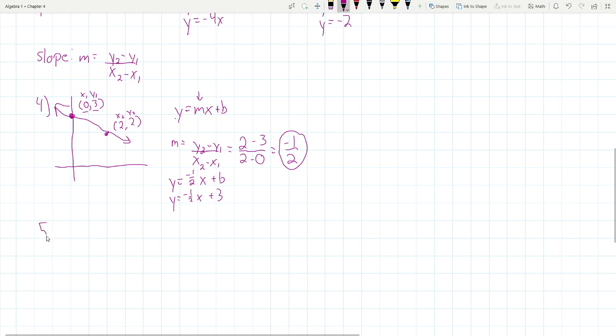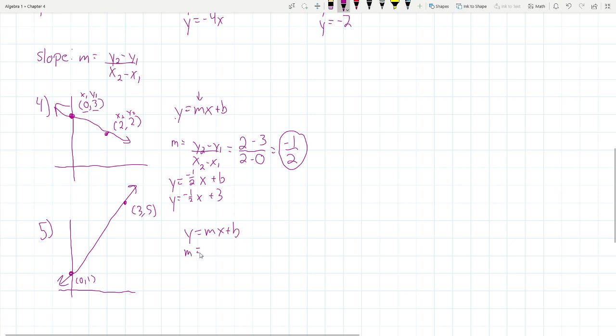All right, number 5. If I'm given a graph, let's see, 0, 1, and then 3, 5. And there's a line that connects those. I know that I need to get it in y equals mx plus b format.